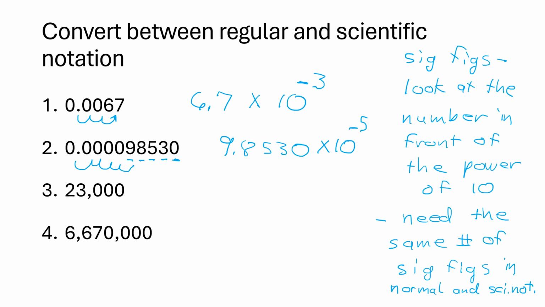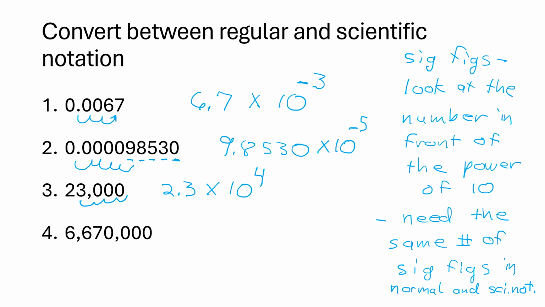For question number 3, we've got 23,000. And so if I move the decimal so that there's 1 non-zero digit to the left of the decimal point, we're going to get 2.3. These terminal zeros, trailing zeros, don't have a decimal showing, so they are not significant. So 2.3 is all that I need. And then it's going to be times 10 to some power. It's going to be a positive number because the number is bigger than 1. And we'll move it 1, 2, 3, 4. We're moving the decimal 4 times, so 2.3 times 10 to the 4th.